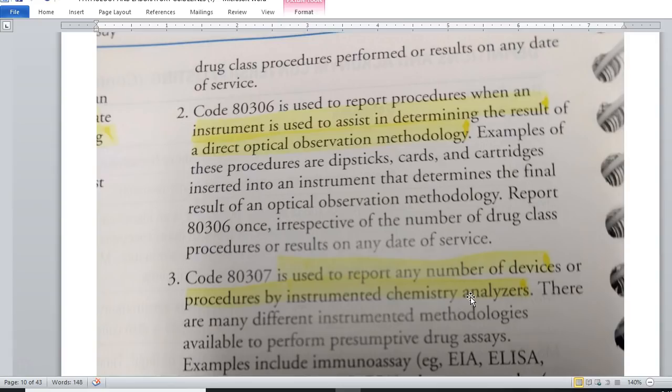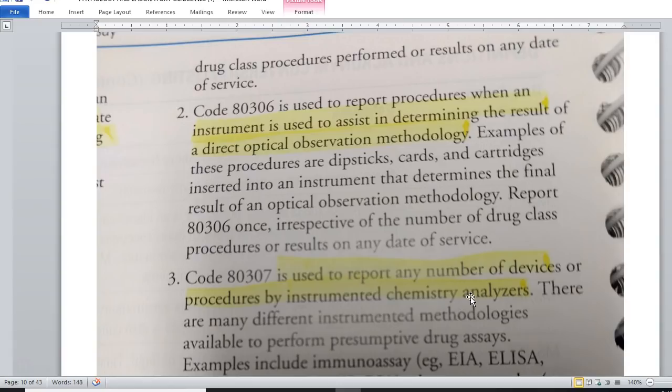So again, if the cup or cartridge can do 10 drugs, then it's 10 drugs. It's still 80305. If we're doing 3 drugs, it's 3 drugs. Okay, so it's what is inside, but really it's the methodology. In this case, it's again read by direct optical observation. And again, that is in the code descriptor that we'll look at.